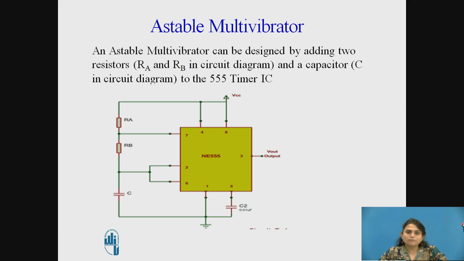This is the block diagram of Astable multivibrator. It can be designed by adding 2 resistors RA and RB in the circuit like this, and 1 capacitor C, with these resistors in the timer 555 IC.